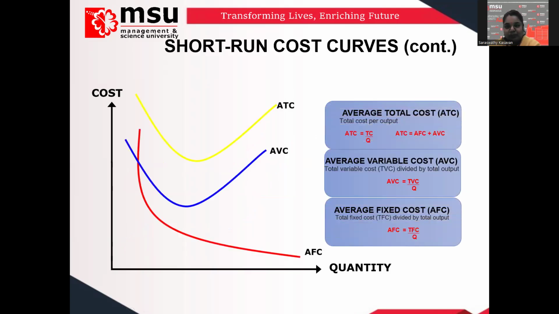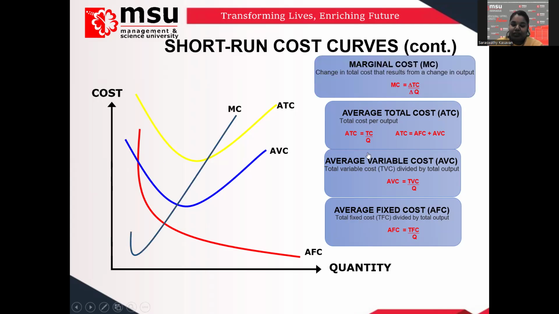So this is how the figure looks. The upper yellow color is the average ATC, this is AVC, AFC. Then this is MC.